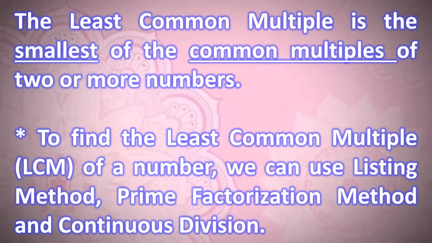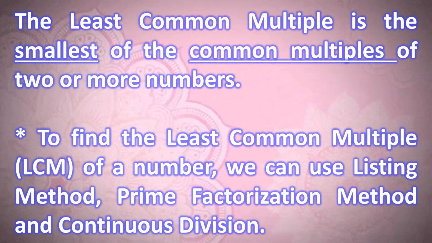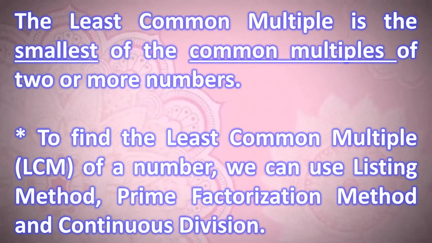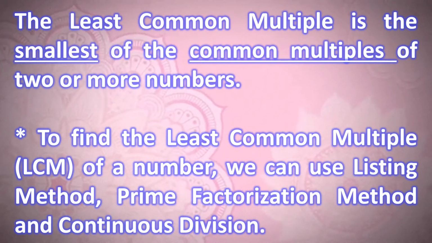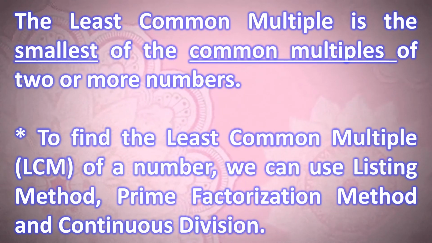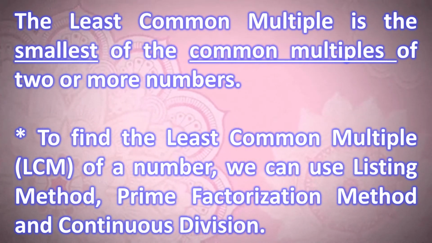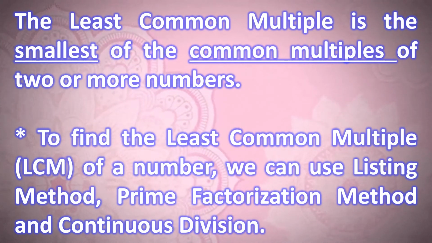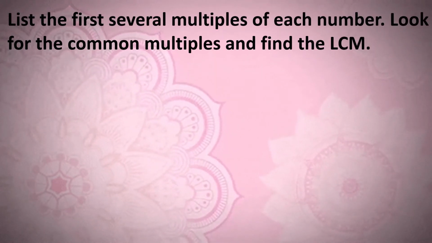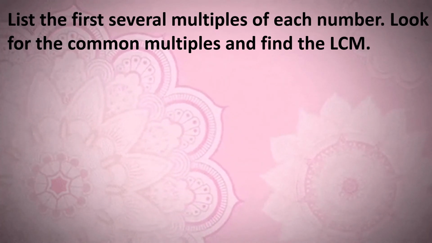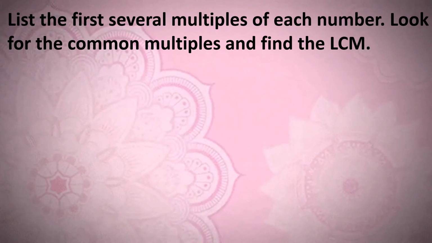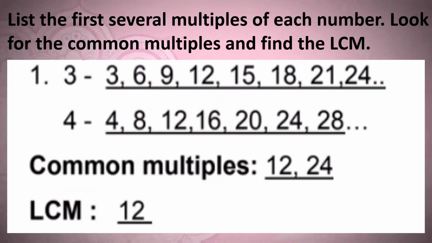Now, the least common multiple is the smallest of the common multiples of two or more numbers. To find the least common multiple, or the LCM, of the numbers, we can use the listing method, prime factorization, and continuous division. So let us have another example. List the first several multiples of each number, look for the common multiples, and find the LCM. So here are the examples.